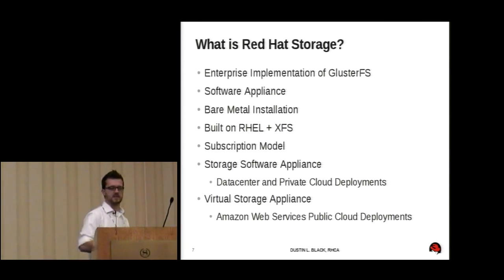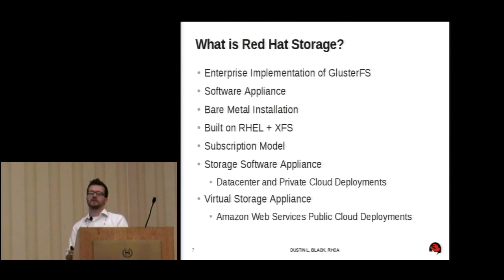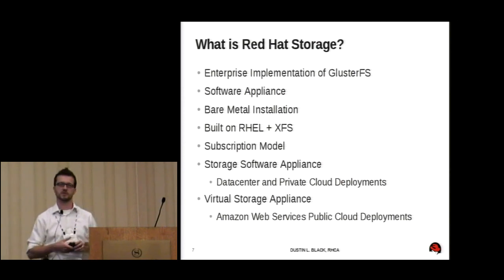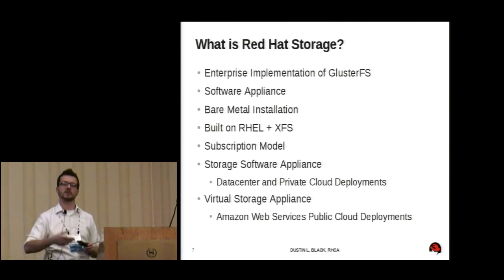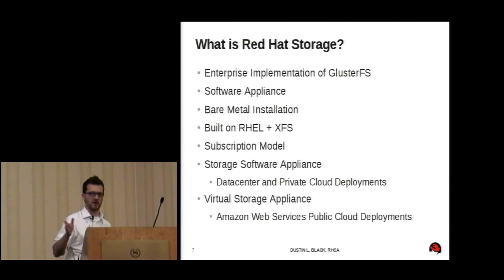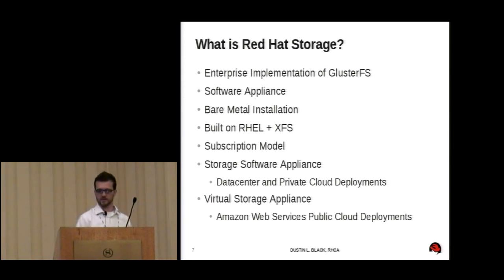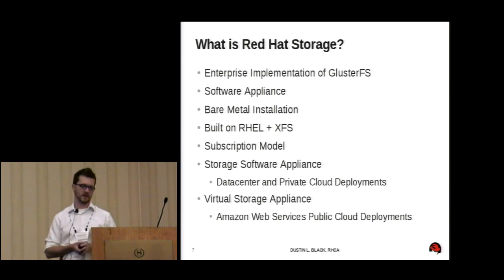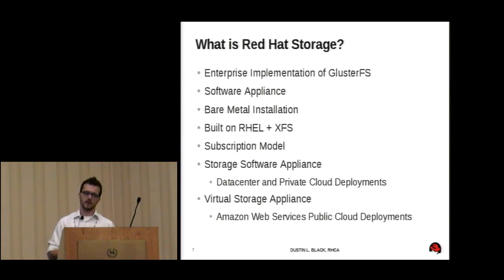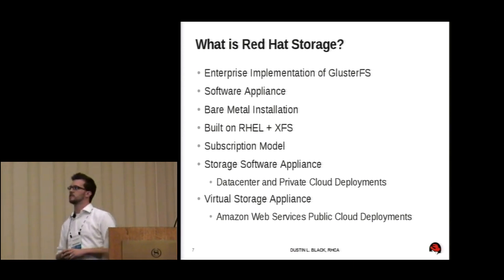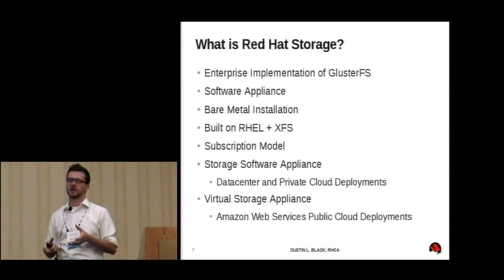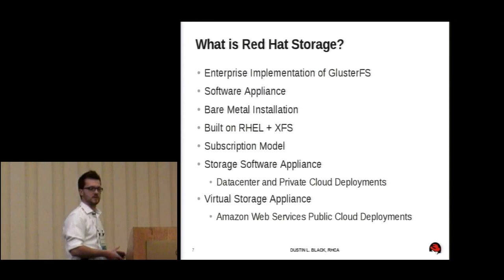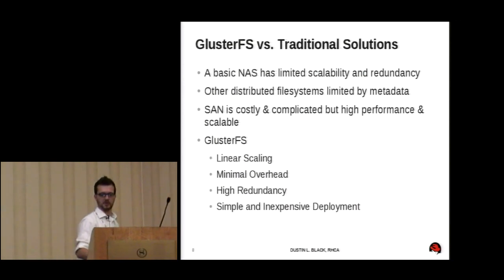When we build this, it is GlusterFS running on a RHEL system plus XFS. Now we include XFS, which is generally in RHEL 6 an add-on entitlement, but it's part of the Red Hat Storage system. We use a subscription model just like we do with all of our entitlements for Red Hat Enterprise Linux. And we have a couple of different flavors of this. The main one that you're going to see is the storage software appliance, which is for deployment in the data center. And there's also the virtual storage appliance, which is for public cloud deployments.